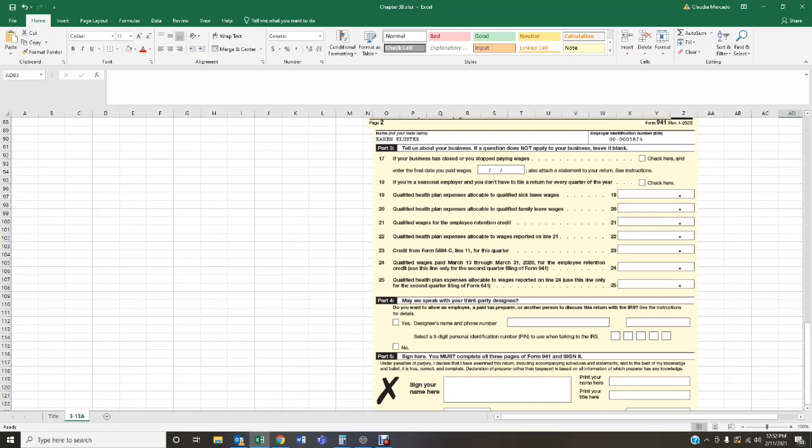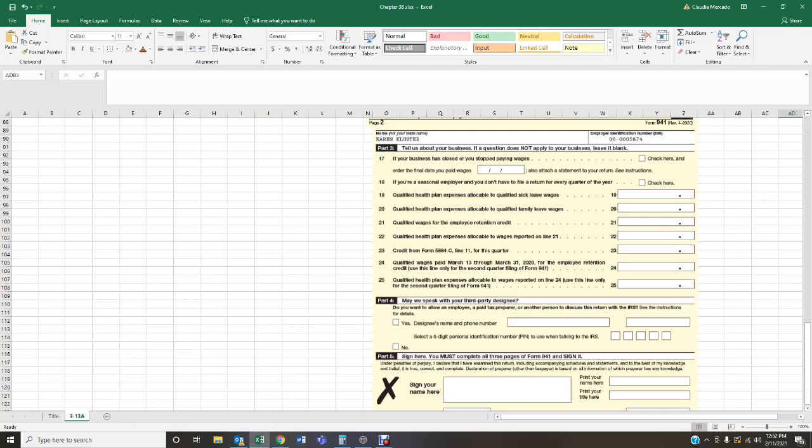Let's see what part 3 has. It says, tell us about your business. If a question does not apply to your business, leave it blank. If your business has closed or has stopped paying wages, no, that has not applied. If you're a seasonal employer and don't have to file a return for every quarter of the year, that does not apply. Okay, so qualified health plan expenses allocable to qualified sick leave wages. That does not apply. A lot of these questions don't apply.